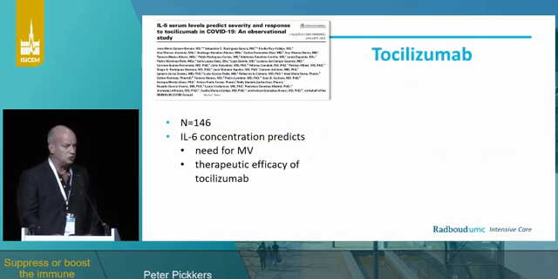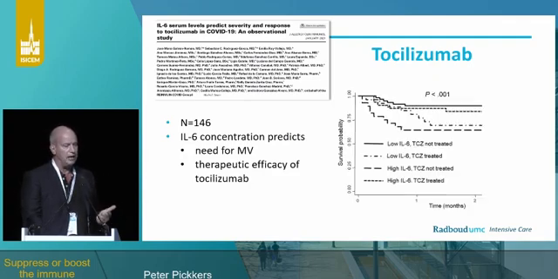And again, there was a small follow-up study, 146 patients. In this study, prior to the administration of the antibody, they measured the IL-6 levels in these patients, and they found, one, that the higher the IL-6 level, the more likely the patient was in need of mechanical ventilation, but there was also a relationship to the therapeutic efficacy of the antibody.